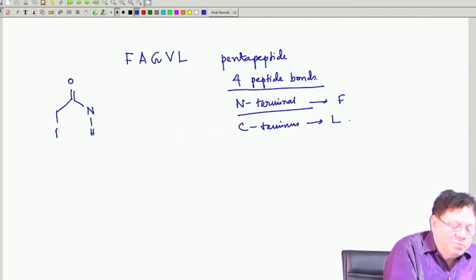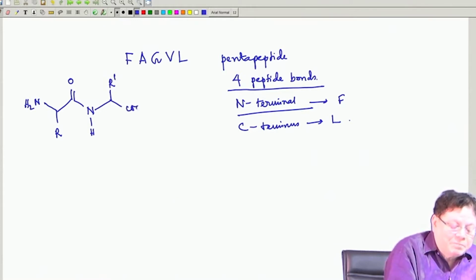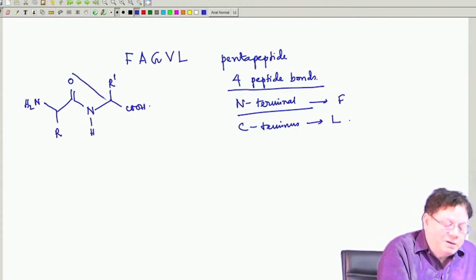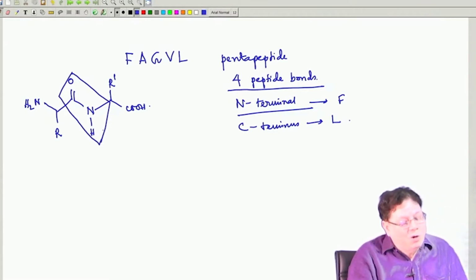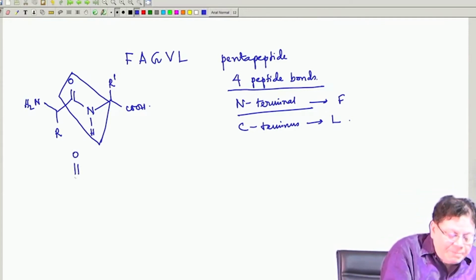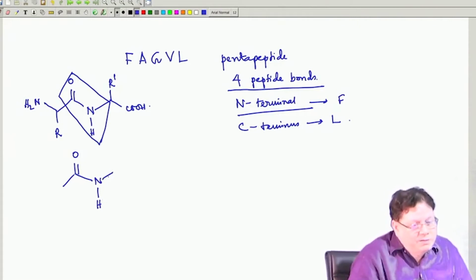When do we call an amide bond a peptide bond? When it is between two amino acids, that is the only thing. So, suppose there are two amino acids, this is a dipeptide. So, this one is the peptide bond. Now, you have always noticed that we write the peptide bond in such a way that the carbonyl is anti to the hydrogen attached to the nitrogen.